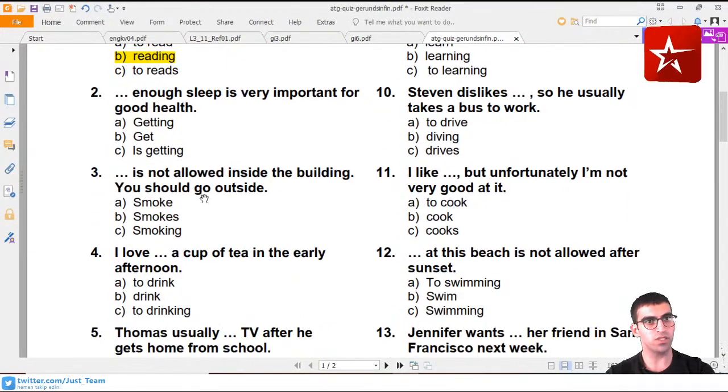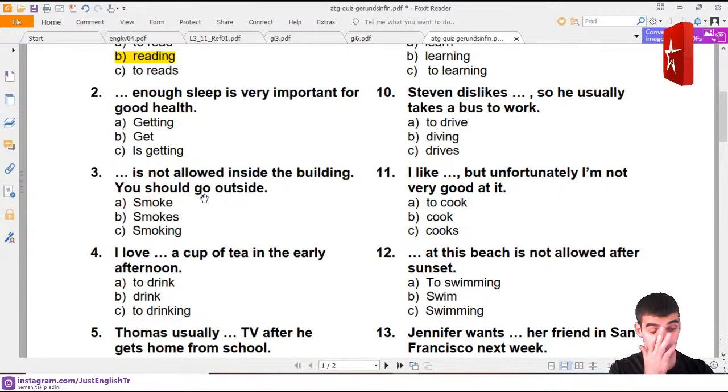And number 2: blah blah blah enough sleep is very important for good health. What about getting, get, or is getting? Get or is getting? Which one is correct for number 2? I'm still waiting for your answers for number 2. Faruk Savaş says getting is the correct answer. Okay, we will see which one is correct.